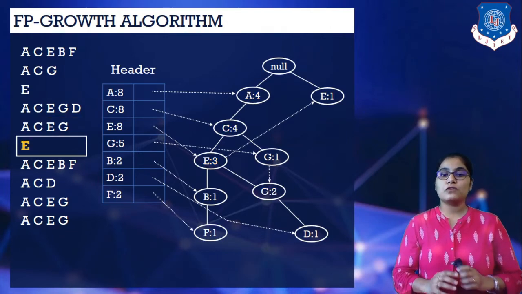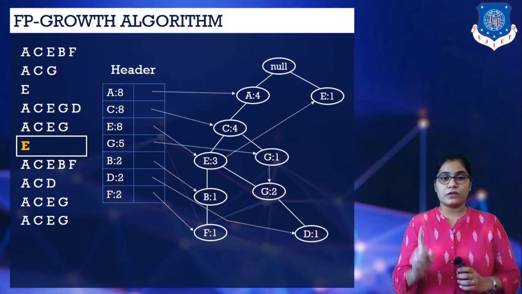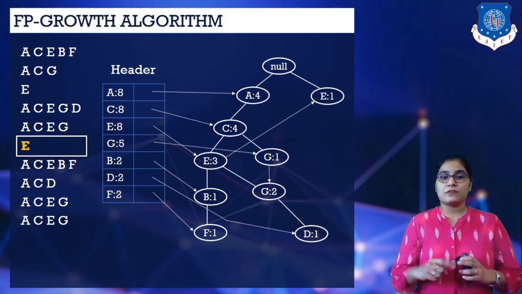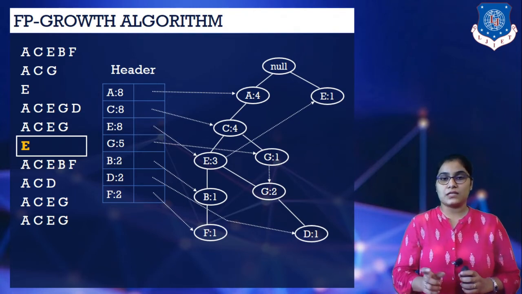So let's move forward to the sixth transaction. In the sixth transaction, we have only one node, that is node E. Start from the null node. Do we have a directly connected node E? Yes, we have a directly connected node E, and that's why we just increment the count of that node.